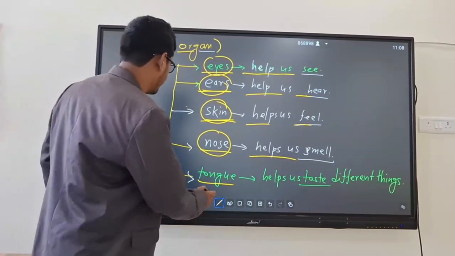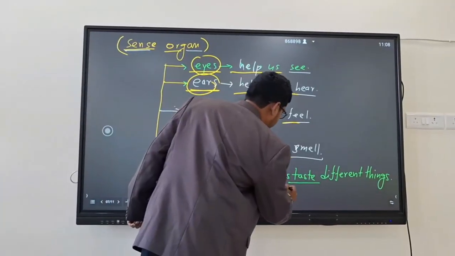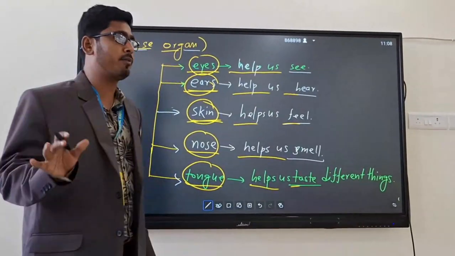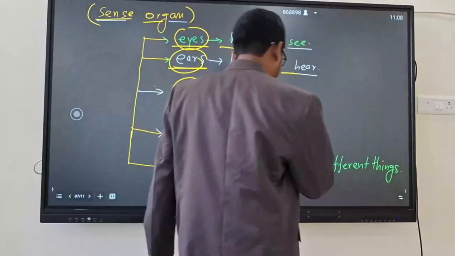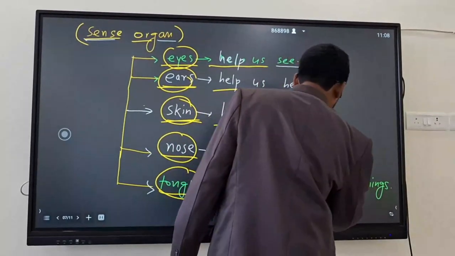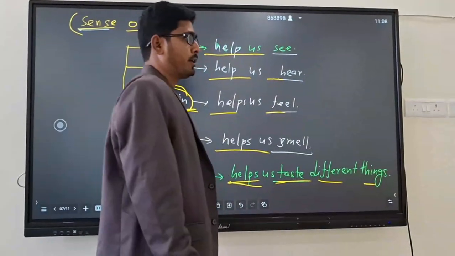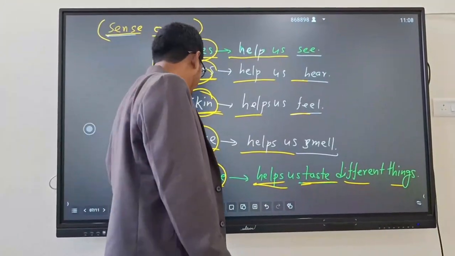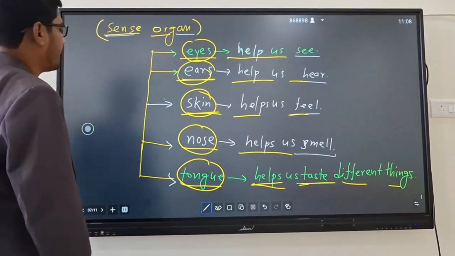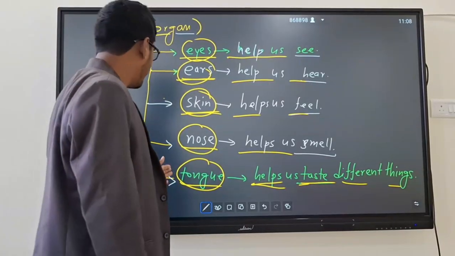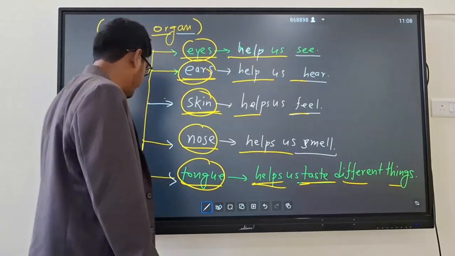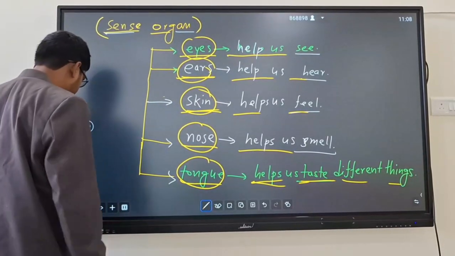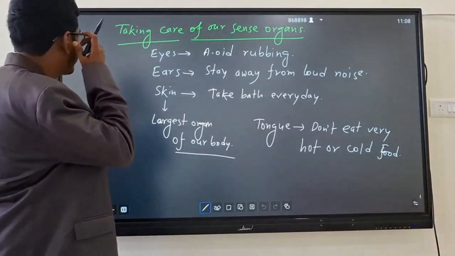Okay. Tongue. What is the tongue? The tongue helps us to taste different types of food, different things. Whatever we eat, something is sweet, something is sour. The tongue helps us to determine the taste of the food. Now, move to the next slide.